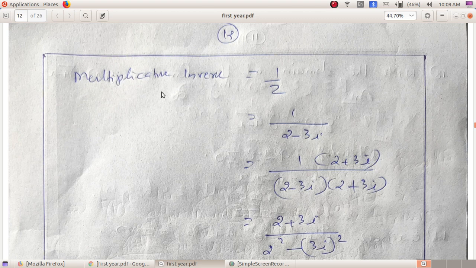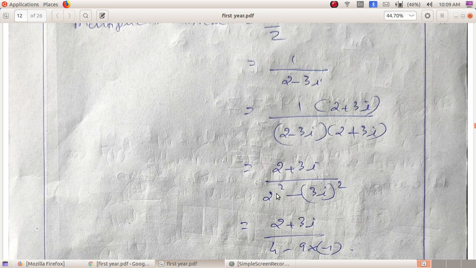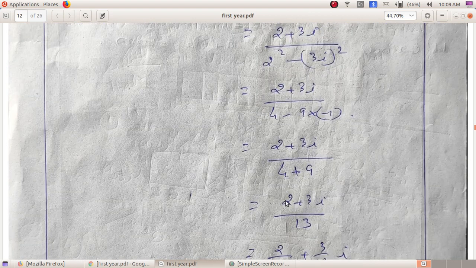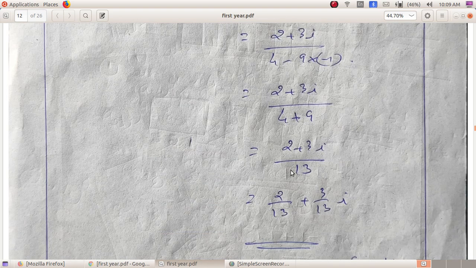So to find the multiplicative inverse of a complex number, you first take the conjugate of the denominator, then the same can be put in the numerator. 1 into 2 plus 3i means 2 plus 3i itself. Then this is the form (a plus b) into (a minus b), as in 8th standard, that is a squared minus b squared. 2 squared minus (3i) whole squared, that is 4 minus 3 squared, which means 9, i squared means minus 1. So 2 plus 3i divided by 4 plus 9, 2 plus 3i divided by 13. So you can split this complex number as 2 by 13 plus 3 by 13 i.